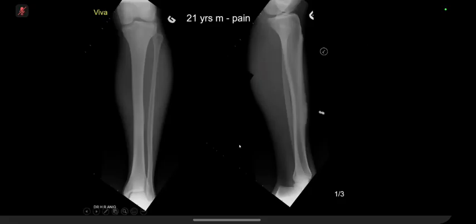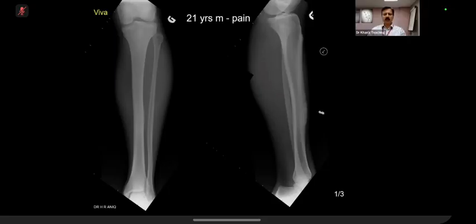Okay, so these are frontal and lateral radiographs of the tibia and fibula for a 21-year-old patient. At the anterior and medial aspect of the mid-tibial shaft, there is cortical thickening. Sorry, I'm just trying to zoom. That's fine. And I'm sure in the exam you will be able to.